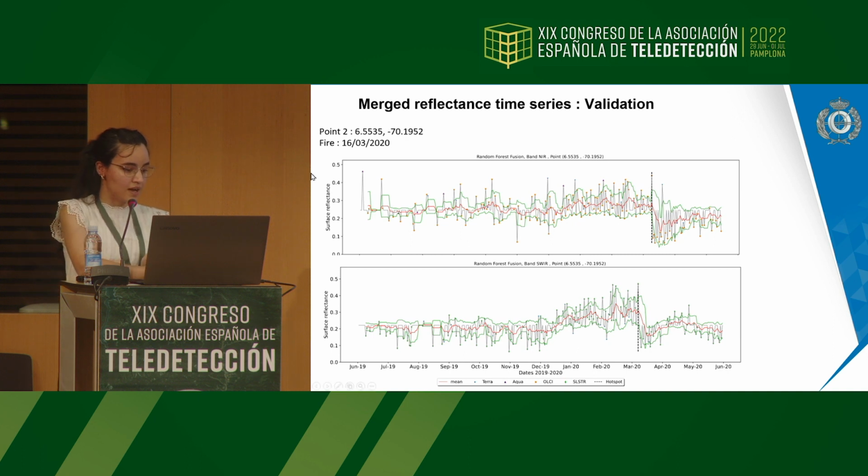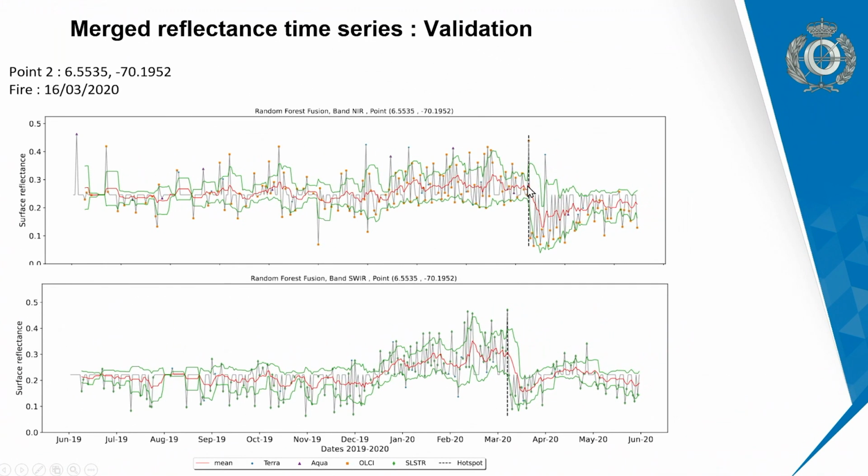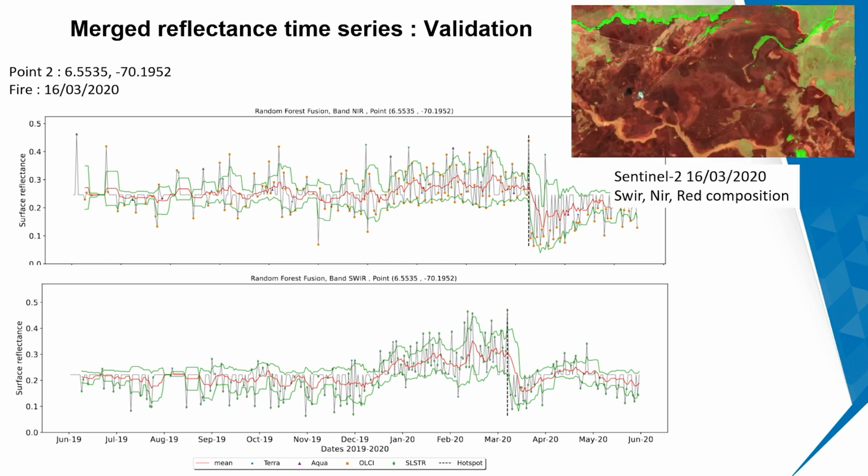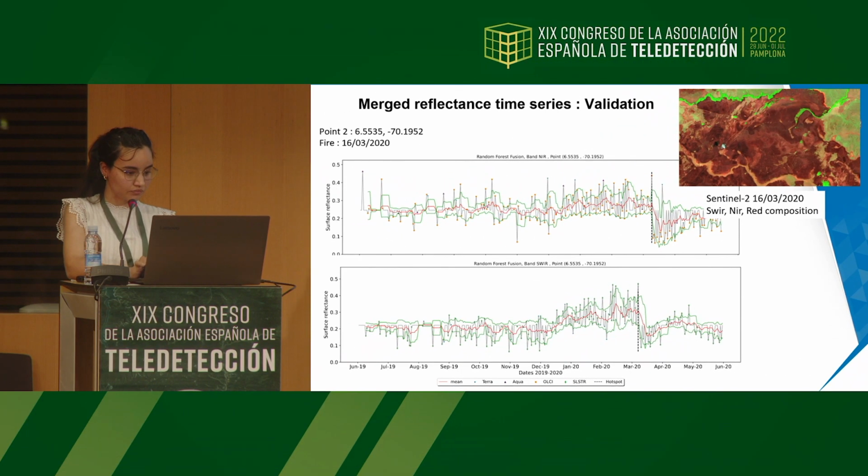And we also have the same stability during the year, but there are some changes corresponding to the behavior of the vegetation. But also we have a sudden decrease of the surface reflectance for both NIR and SWIR that coincides with the hotspot, but also with an image from Sentinel-2 that highlights the fire on that day.